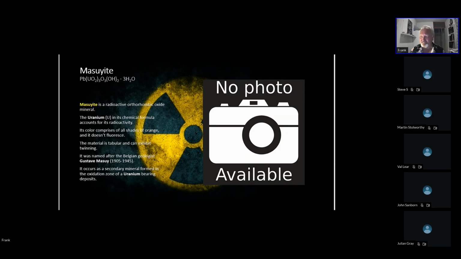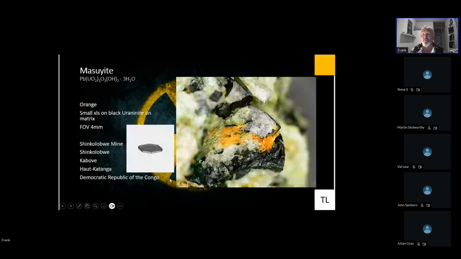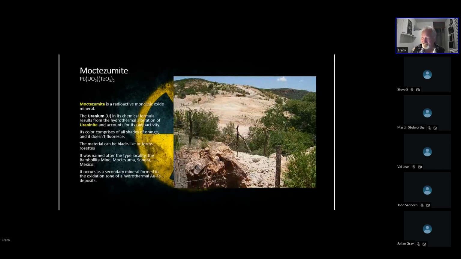Masoyite, another orthorhombic oxide mineral. Its color comprises of all shades of orange, and again, it doesn't fluoresce. The material is tabular and can exhibit twinning. It was named after the Belgian geologist Gustave Massy, and as you can see, he also didn't get very old. He was killed during World War II, unfortunately.